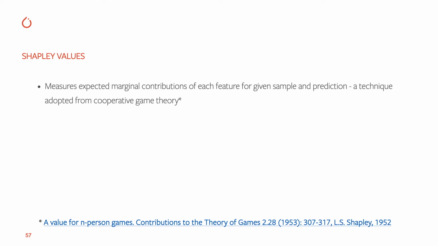Shapley values is another technique that helps us to compute feature importance. It is a perturbation-based technique that has been adopted from cooperative game theory and measures expected marginal contributions of input features for a given prediction. Now let's look deeper into this and understand what this means.